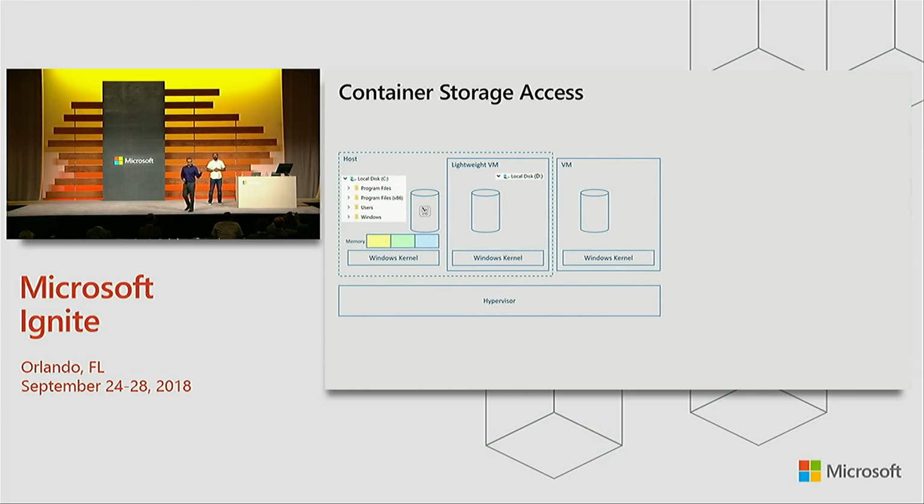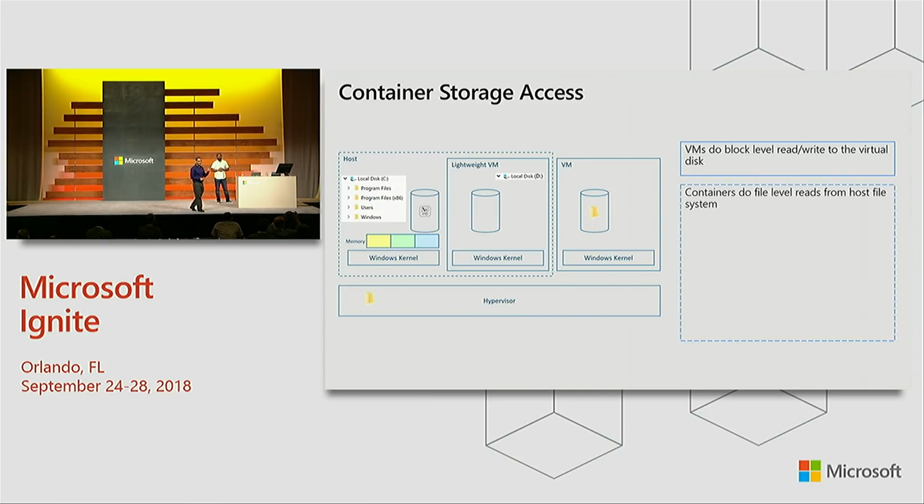For storage, traditional VMs do VHD-type access, so you do block-level access from the VM that goes out to a VHD file on the host. With a lightweight VM, we're trying to do file-based access. Essentially, files are served from the host over SMB. We call it vSMB, a virtual SMB protocol. You can also mount host locations directly into the guest, so you get shared folders that way.